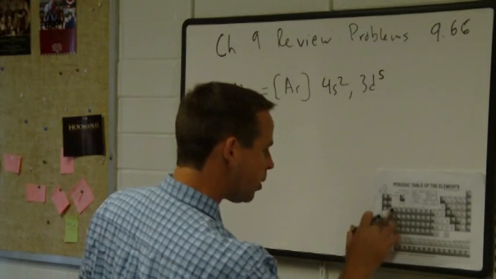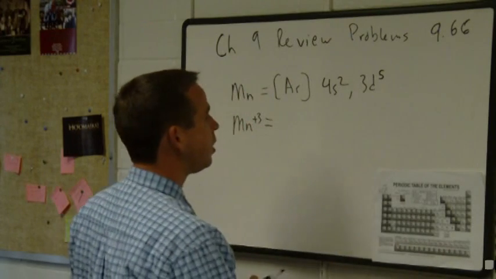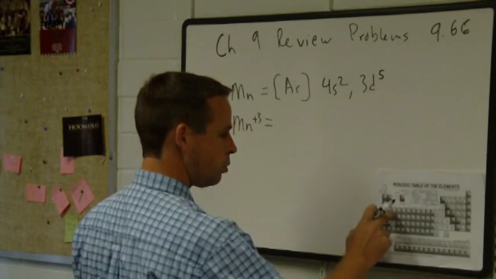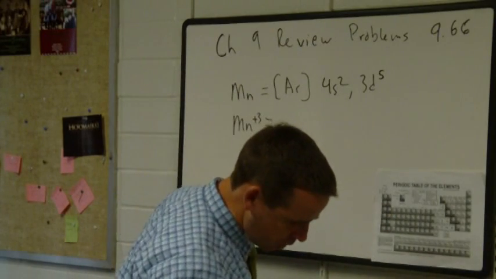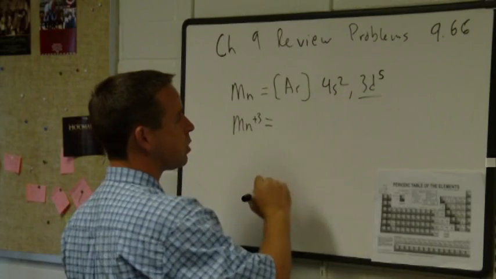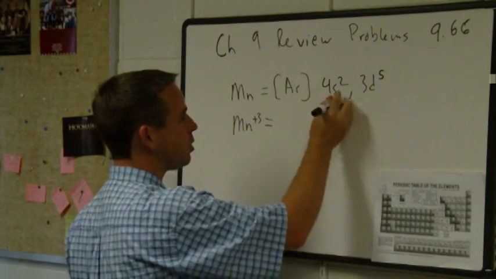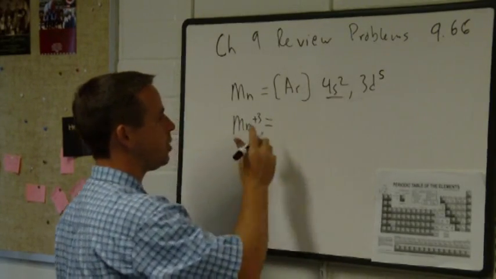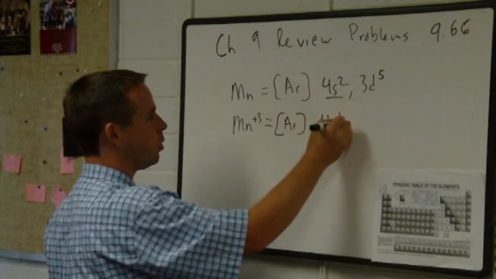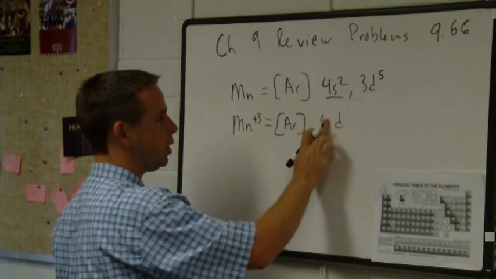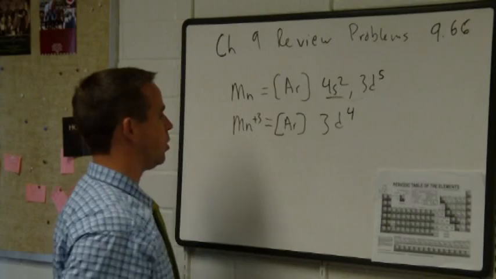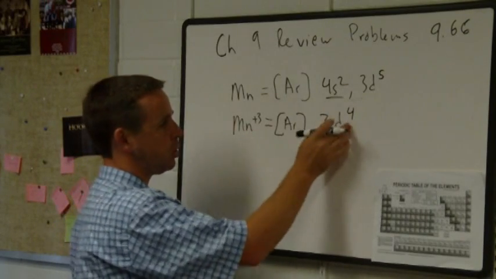So make sure we're doing that right. 1, 2, 3, 4, 5. Yeah. Argon, 4s2, 3d5. Manganese, correct? All right. So we're going to lose these electrons. Oh no, sorry, not those electrons. These electrons here. 4s, highest energy level there. So we're going to be left with argon, and then we're going to have the 3d, and we're going to lose one of those, so it's 3d4. So Mn+3 ion would be a 3d4.